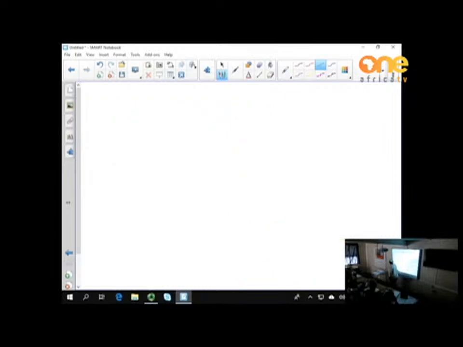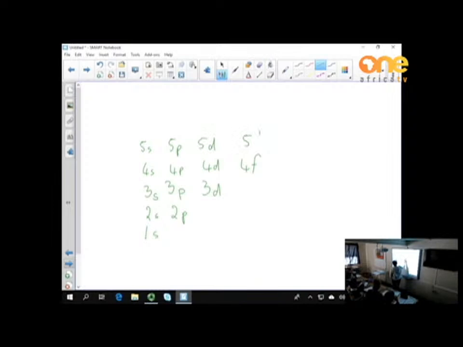Now, the pattern that you can draw to help you remember how the electrons go in, we can write as follows: 1S, 2S, 2P, 3S, 3P, 3D, 4S, 4P, 4D, 4F, 5S, 5P, 5D, 5F.